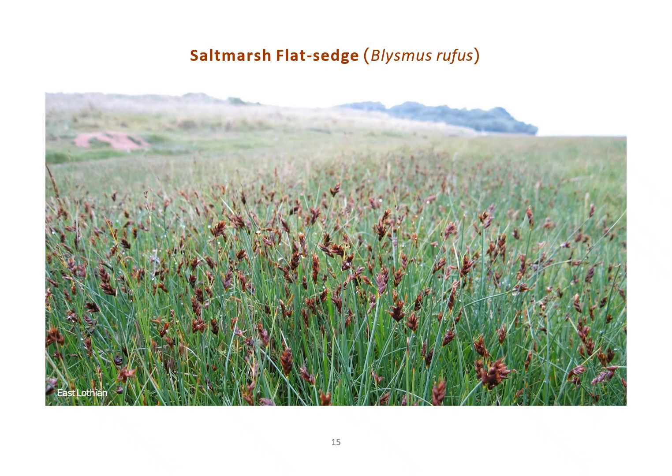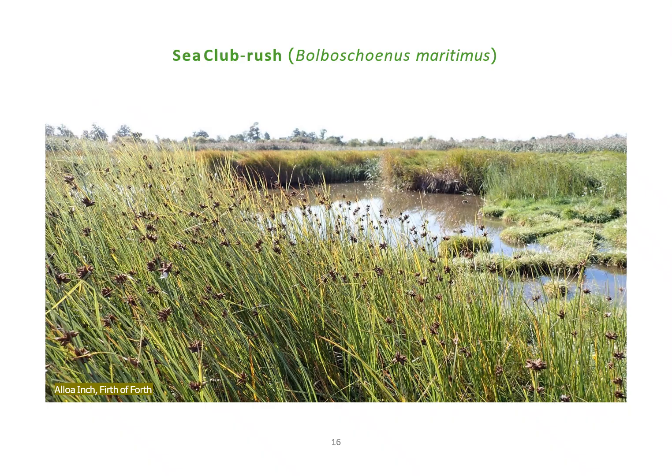Another one is the sea club-rush, a big thing with dark heads and big bright green leaves going up the stems. Beautiful plant. It forms big tall stands where there's brackish water just coming into the upper salt marsh. Lovely plant.